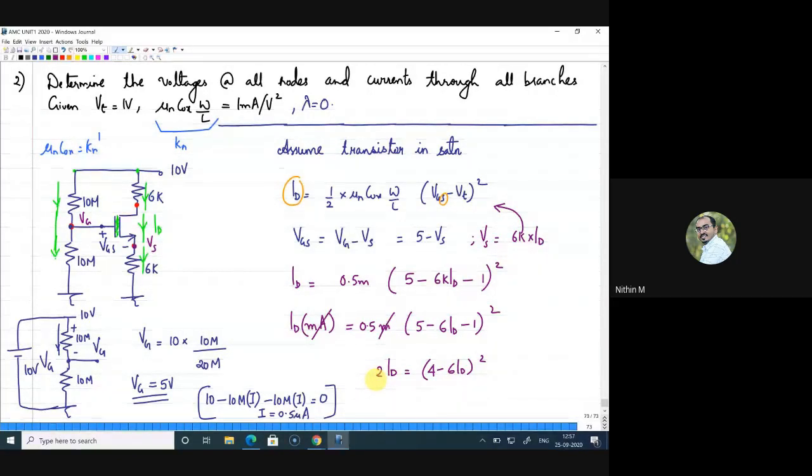I hope this is clear. That means you will get a quadratic equation here if you solve this, and then you can get the values for ID. You will get two current values. Can you try this and tell me what is the value of ID?